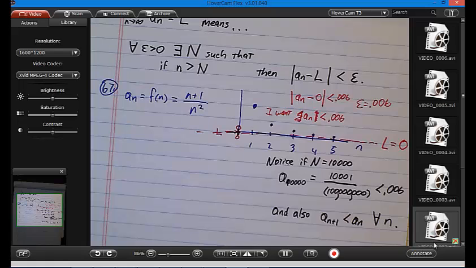Go ahead, Garrett. What does it say right underneath the note of n equals 10,000? This says a sub 10,000. Okay, the 10,000th term equals this. What's that number on the bottom? It's 10,000 squared, so I think it's 100 million, if I did that right. And that's less than 0.006, which is what we wanted. Okay? As long as we can find a number, you want to make sure that from there on out, the rest of them are good.